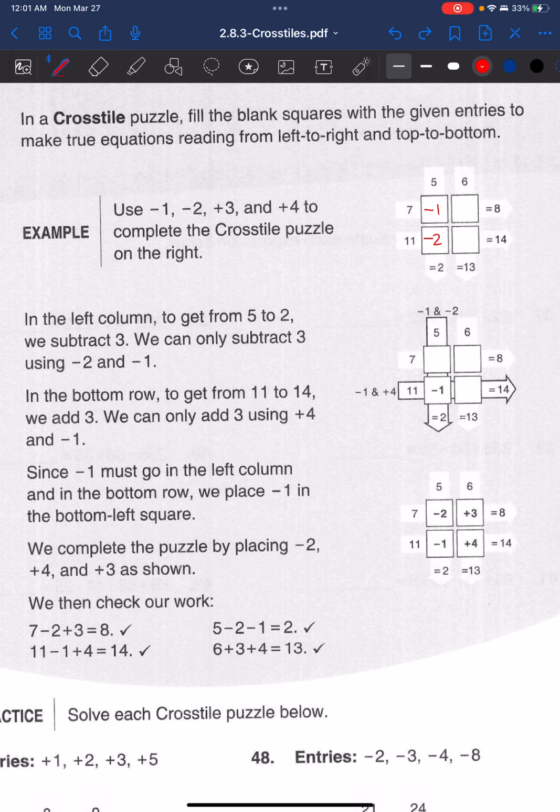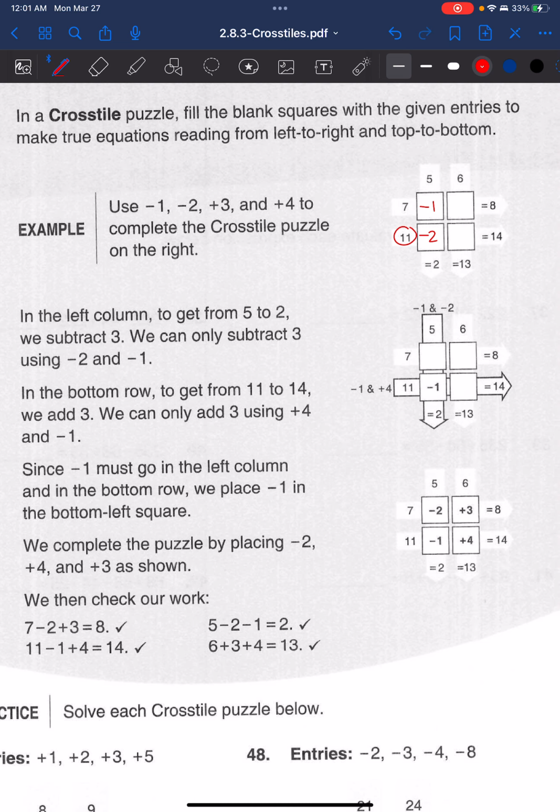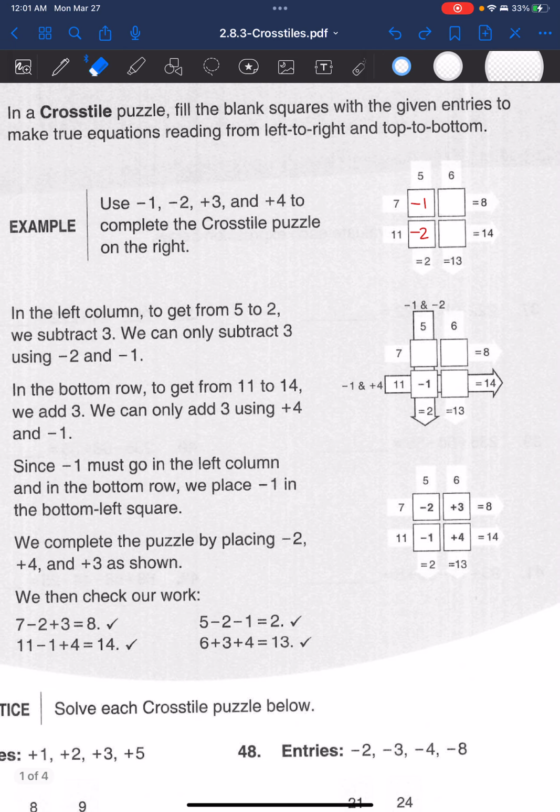In the bottom row, to get from 11 to 14, we need to add 3. And we can only do that by using 4 and negative 1. So we know that the negative 1 should go in here. So it becomes like that. And then from 6 to 3, we need a 7. We need to add 7, so this would be 3, since 3 plus 4 is 7.